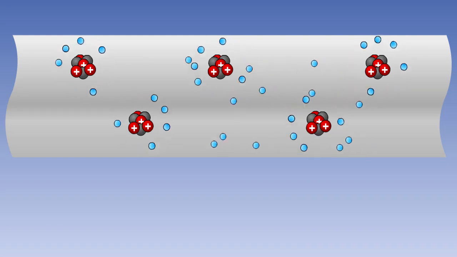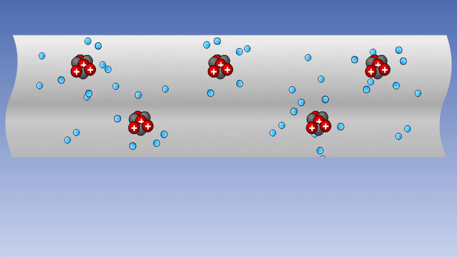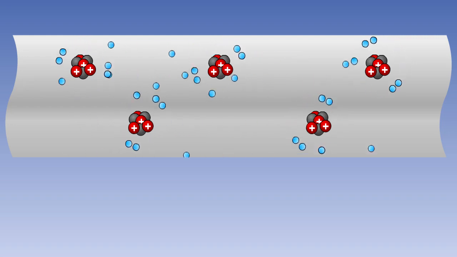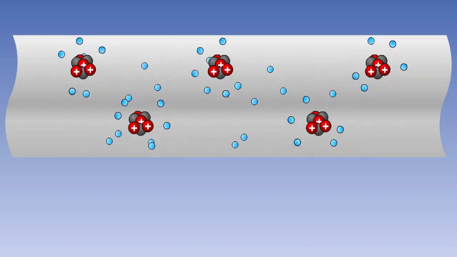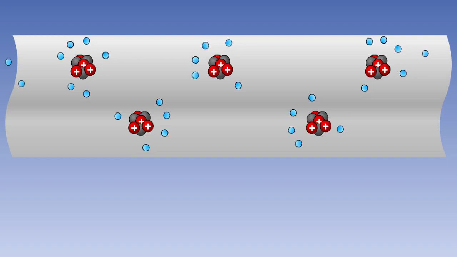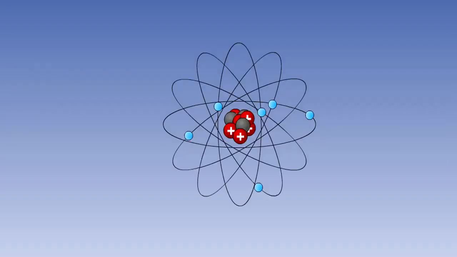In this introductory lesson on electricity, we will look at what electricity is and how it can be produced. In order to understand how electricity works, we first need to examine the atom. Atoms are the smallest particles that an element can be divided into. All materials are made up of atoms.